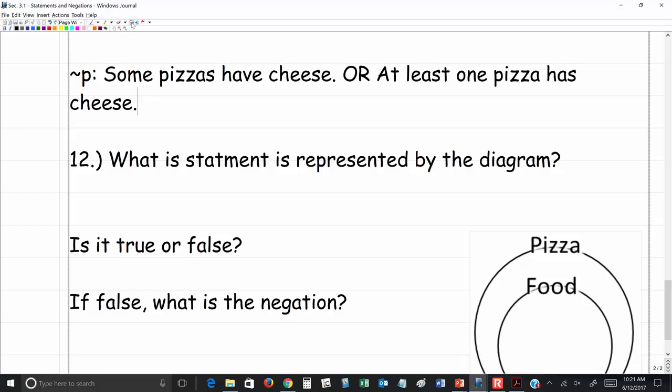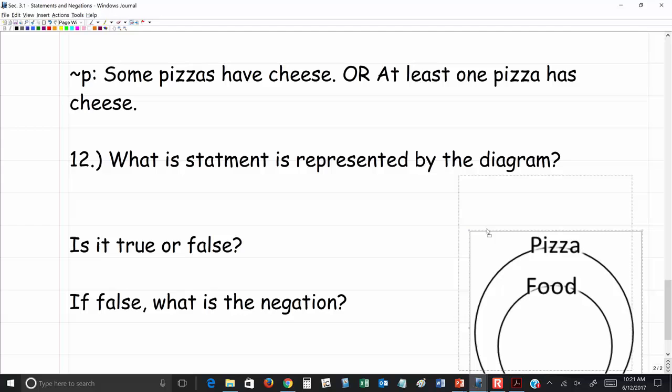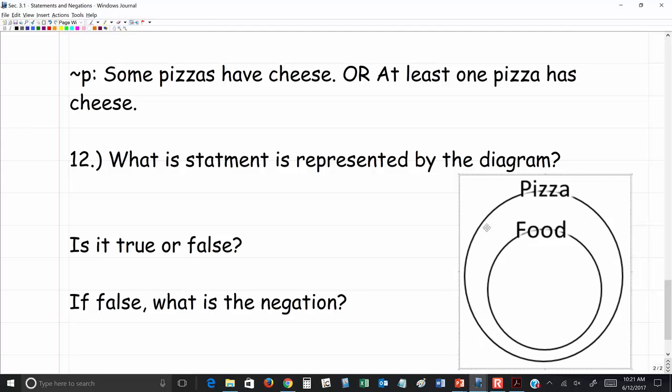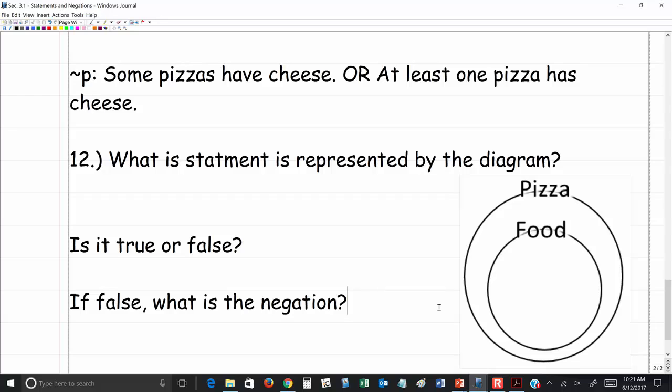Okay. So number 12, what statement is represented by this diagram? Any ideas? A statement similar to some of the statements that we were just talking about. Yeah. So that diagram is trying to show you that all food is pizza.